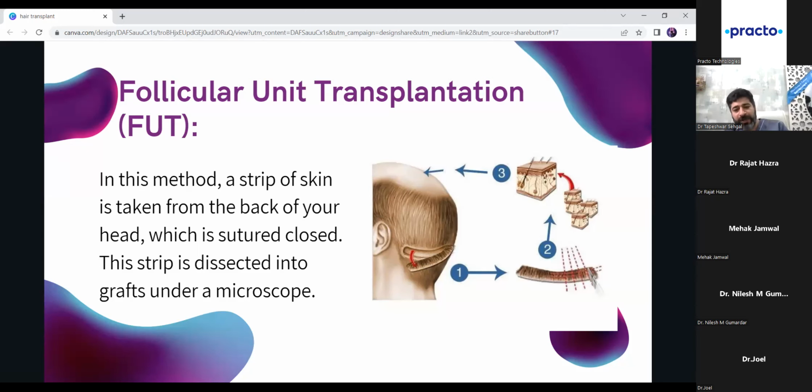Then one team does the extraction of the strip, and the strip is handed over to the other team, which does the slicing. First it is cut into small pieces, then the slicing is done into single hairs, or maybe a few follicular units, what we call them, maybe 2 or 3 hairs. The strip extraction is just a surgical procedure of closing it, but the strip dissection is done under a microscope.